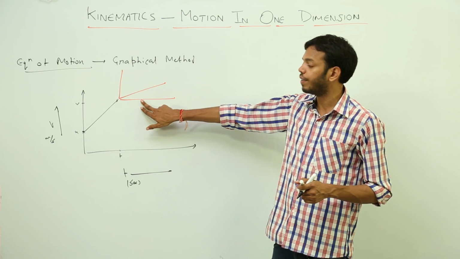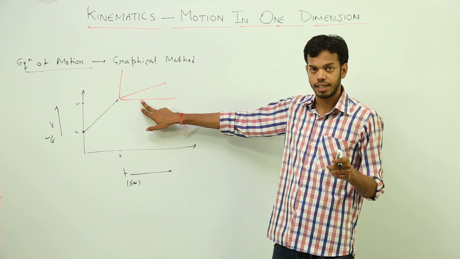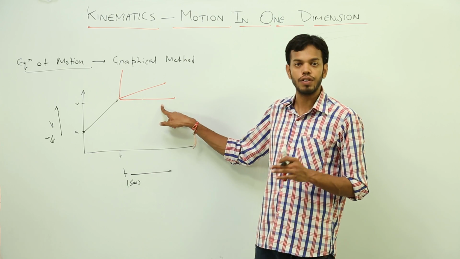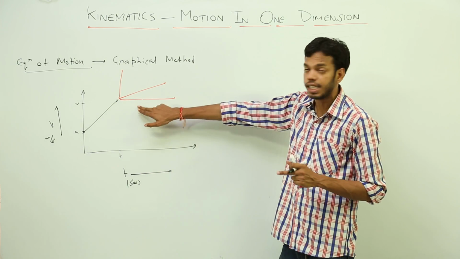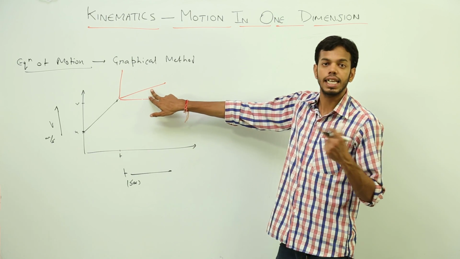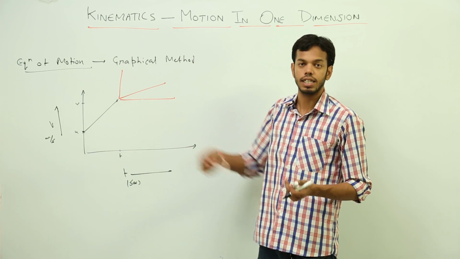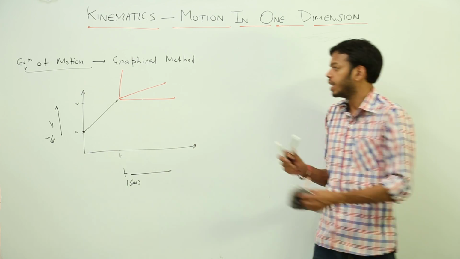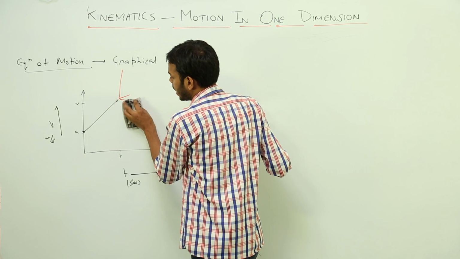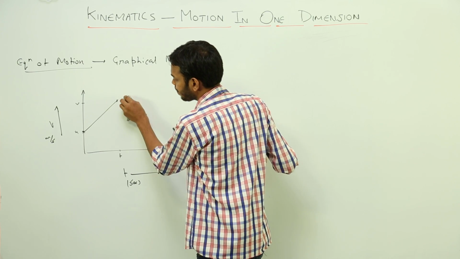This kind of graph you will get when the object is moving with constant velocity, not at rest. This means the acceleration is 0. Here it has less acceleration, here it has very high acceleration. So in the velocity time graph, the slope actually gives you the acceleration. This is what we are going to use while deriving the formula.